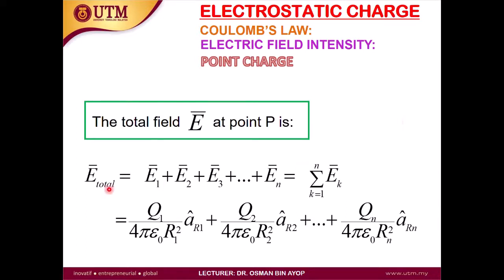The E total is equal to E1 plus E2 plus E3 plus so many E, and this is how we write it. It's equal to Q1 divided by 4 pi epsilon naught R1 squared aR1, and then Q2 divided by 4 pi epsilon naught R2 squared aR2, and so on. This is for point charges.